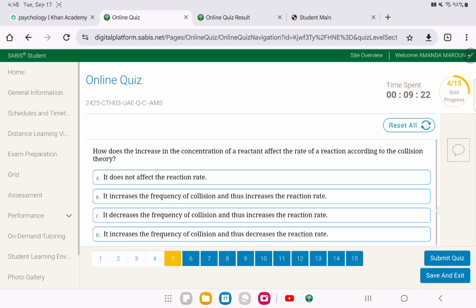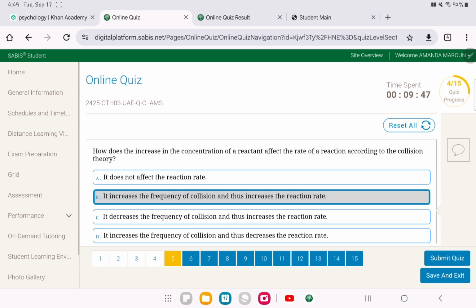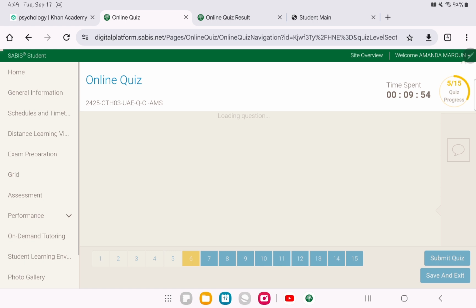Question number 5. How does the increase in concentration of a reactant affect the rate of reaction according to the collision theory? If you increase the concentration of the reactant, the particles and the frequency of collision will increase. So if the frequency of collision increases, then the reaction rate will increase. Why? Because we increase the concentration.